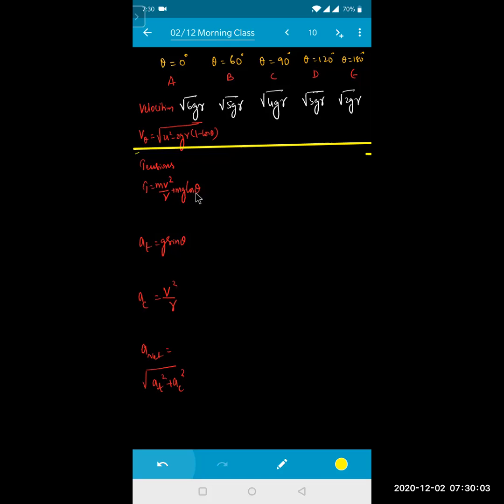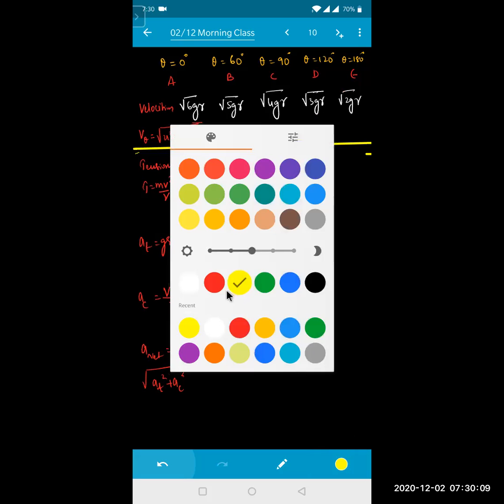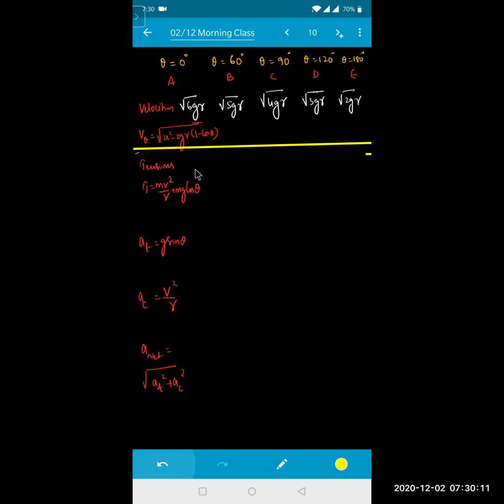Theta value is how much? 0. Cos 0 is how much? 1. So 6 plus 1 will be 7. Okay, 7 mg. So this will be the tension at point theta. At point A, it will be equal to how much for me? 7 times mg.